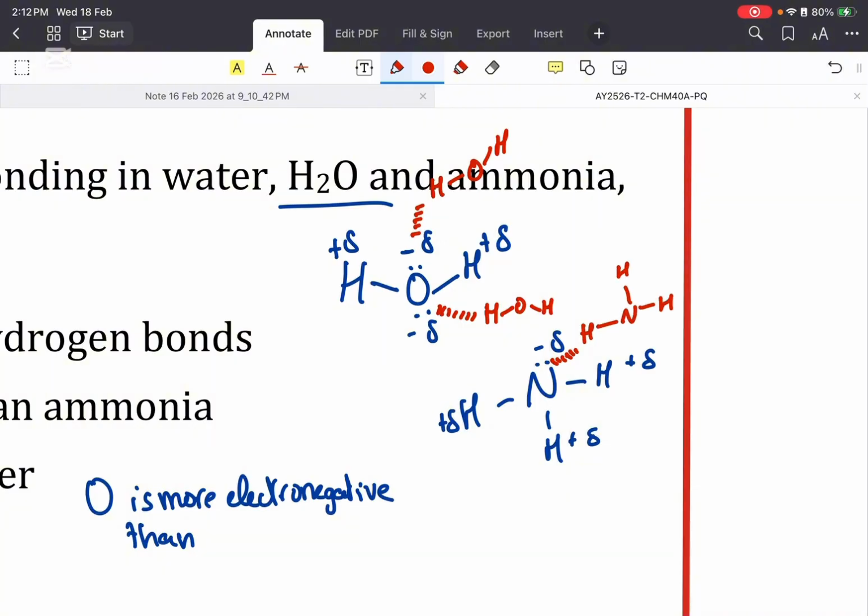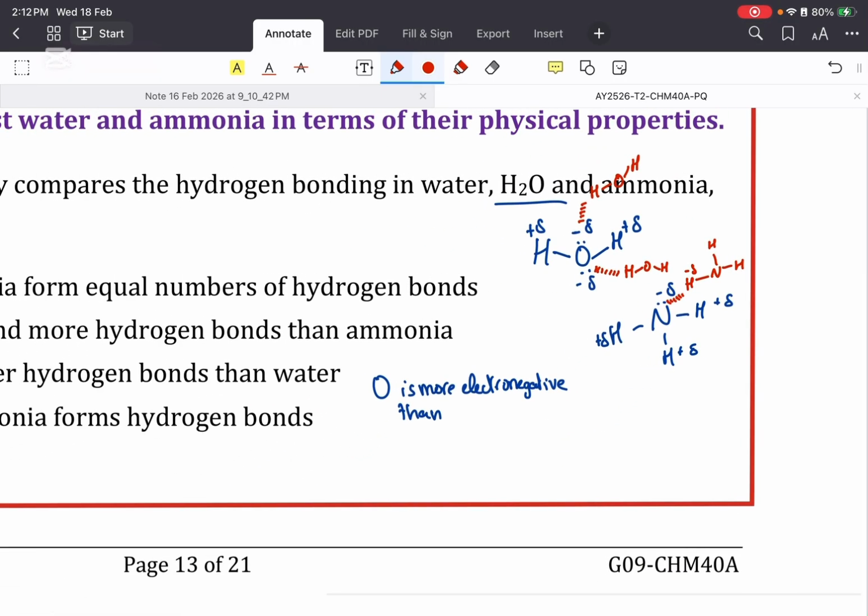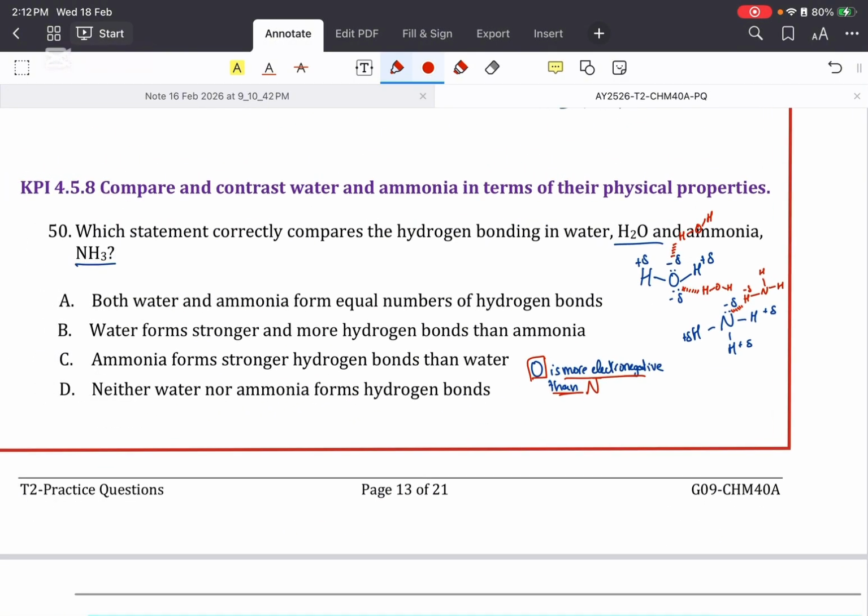another ammonia molecule. So the quantity of hydrogen bonds coming out in water molecule per molecule are double the one coming per ammonia molecule. That's reason number one. And reason number two, oxygen is more electronegative than nitrogen. So the hydrogen bond is even stronger. So for this reason, hydrogen bonding in water are stronger than those of ammonia.